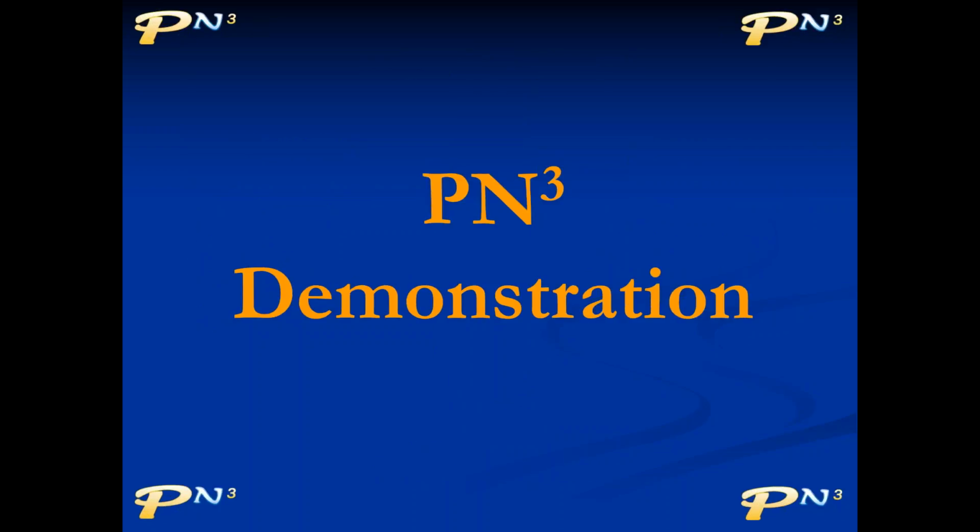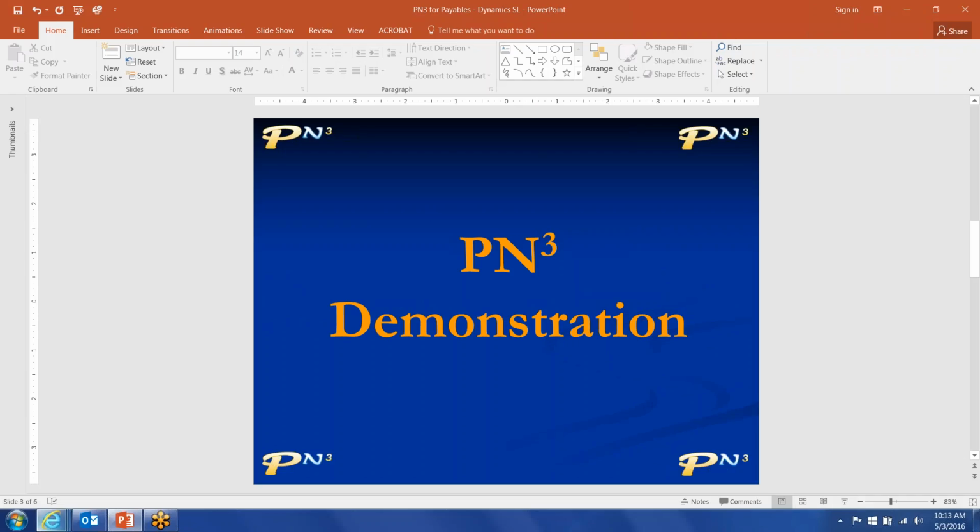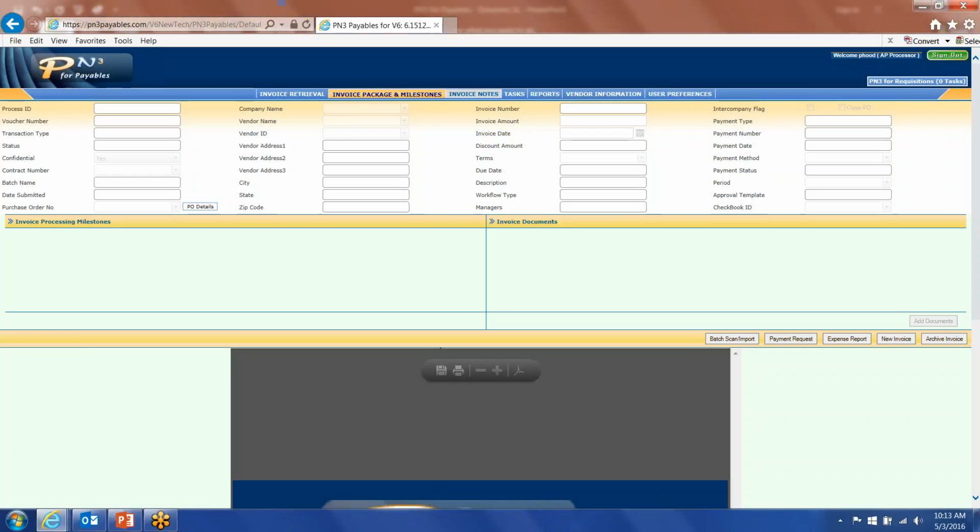Let's see a demonstration so that you can get a chance to take a look at PN3 to determine if it may meet your organization's requirements. I've logged into PN3 as Pamela Hood, an AP user. In this first example, Pamela has received an invoice in paper form that she'd like to route to a manager to get authorization to pay it.